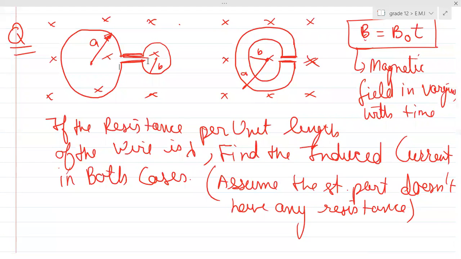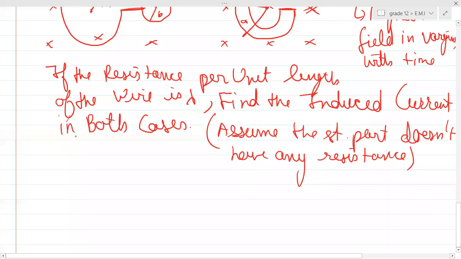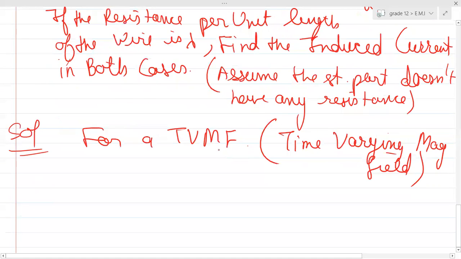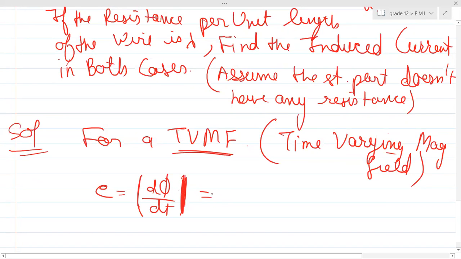How will you do it? How will you do it, guys? Can you see, for time varying magnetic field, EMF E was equals to d phi by dt, right? Yes or no? What E equals to this? Yes or no, guys?